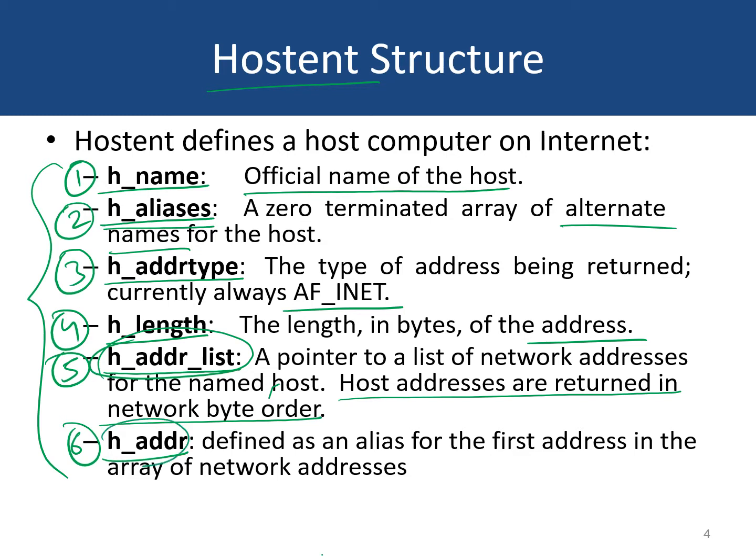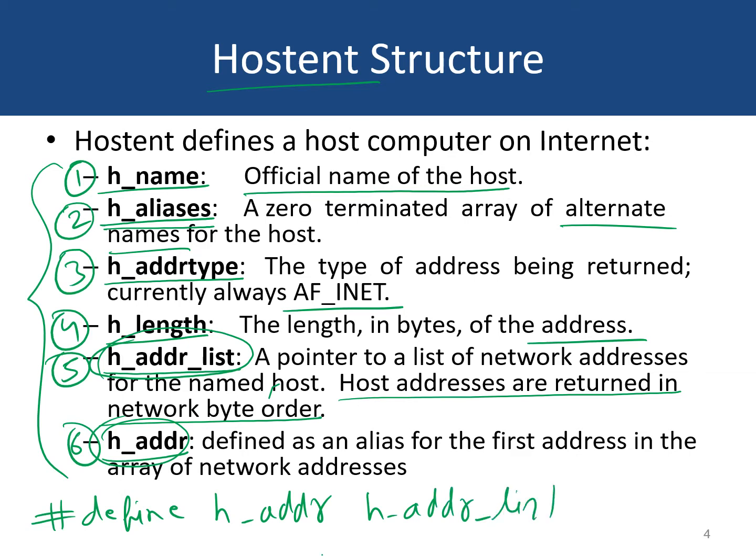So basically this h_addr is defined in the structure something like #define h_addr h_addr_list[0], right? So this is the first address contained in this list of network addresses for the server machine or the host.